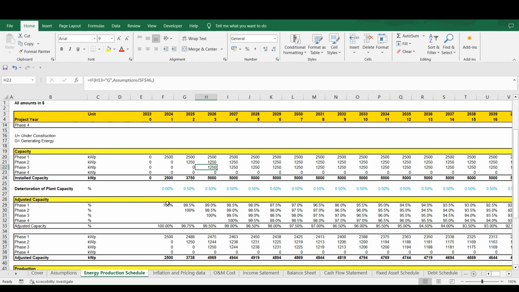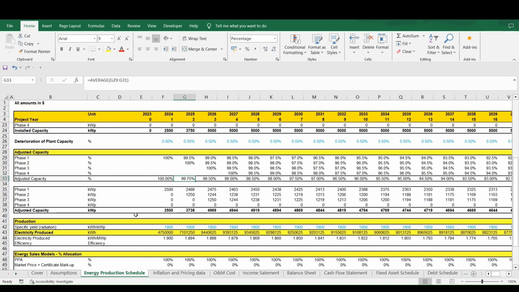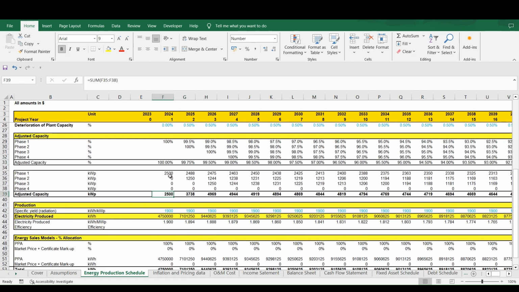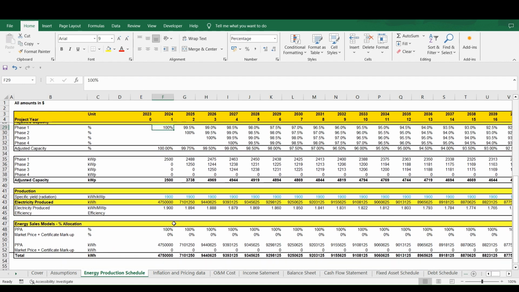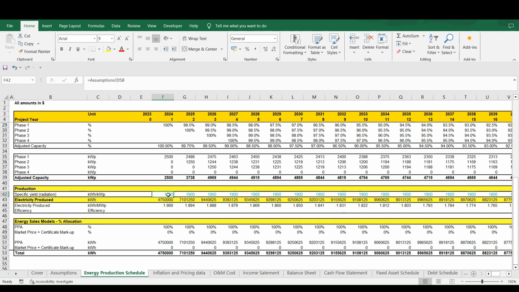Hence here is the adjusted capacity. This is the deterioration that we have taken from the assumptions. Next we have the adjusted capacity by phases, so 100%, 99.5% because of the deterioration. And this adjusted capacity is just the average of capacity by phases. Here is adjusted capacity. It is simply the multiplication of this capacity by the percentage. Then we have the specific yield radiation, which we discussed earlier, is how much kilowatt of energy is being produced for every kilowatt power of the module capacity. Then we have our electricity produced, and this is a metric kilowatt hour per megawatt power.